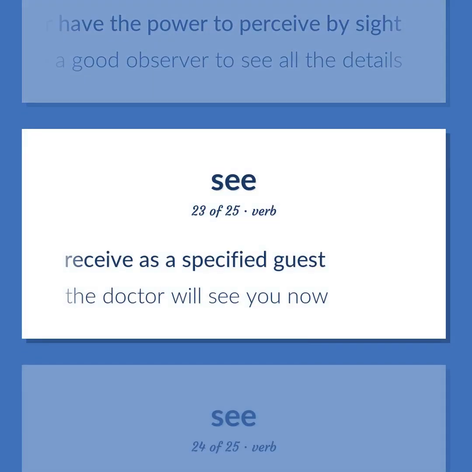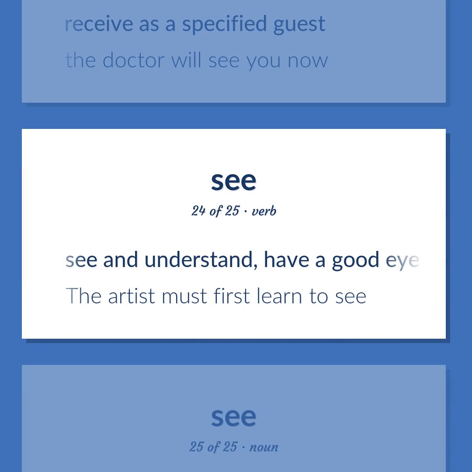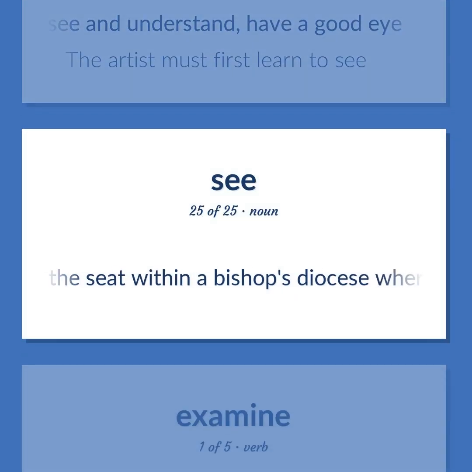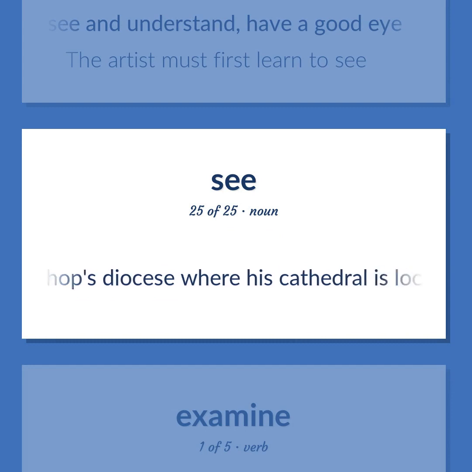Receive as a specified guest. The doctor will see you now. See and understand, have a good eye. The artist must first learn to see. The seat within a bishop's diocese where his cathedral is located.